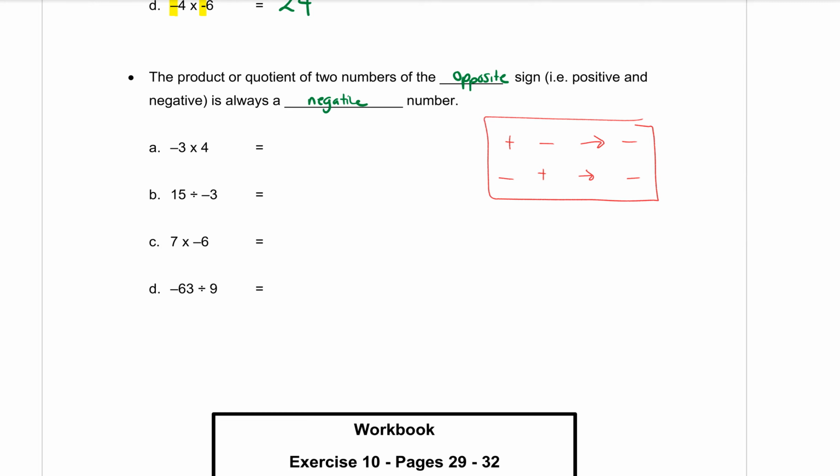Okay, so let's have a look. In A, you can see that there's a minus sign on that 3, which means I have one minus sign.